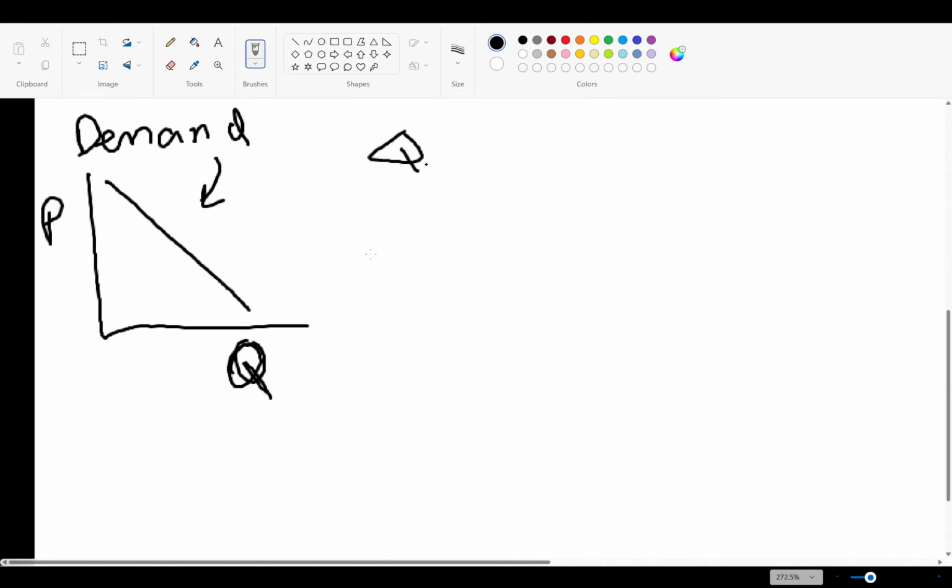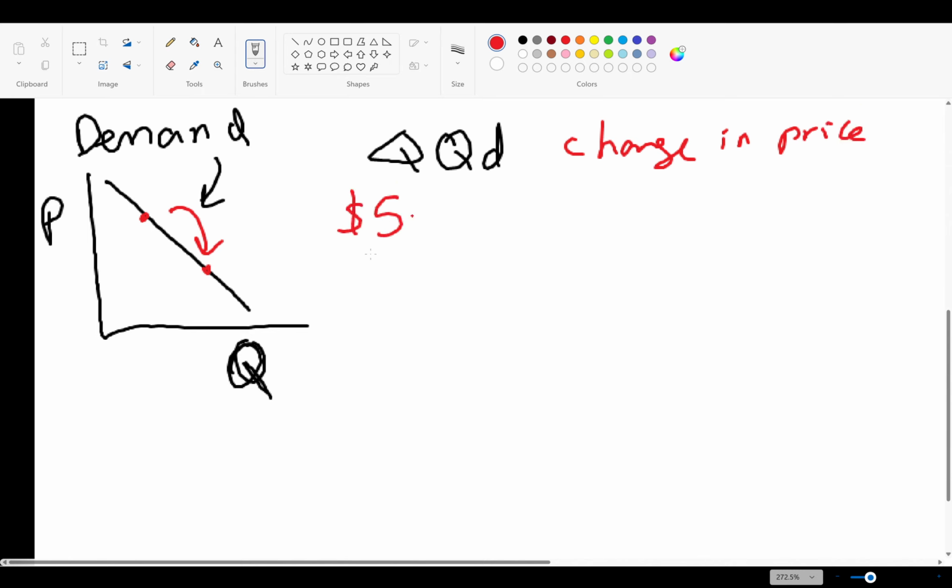Now, a shift in QD, or quantity demanded, is caused by a change in price. And this is really intuitive. So if gas suddenly went from $5 a gallon to $1 a gallon, then obviously people are going to buy more gas. That's basically it.